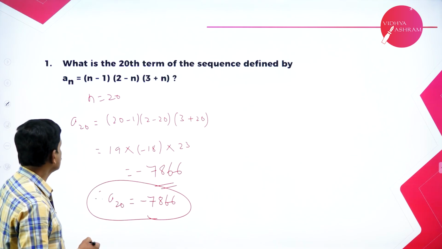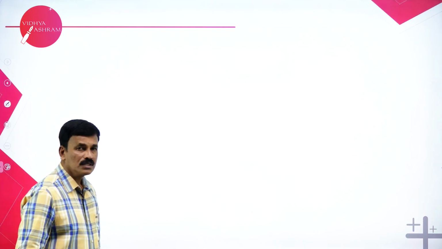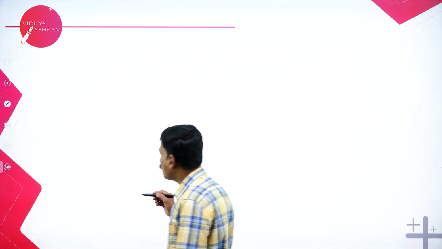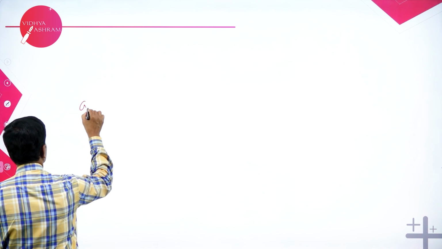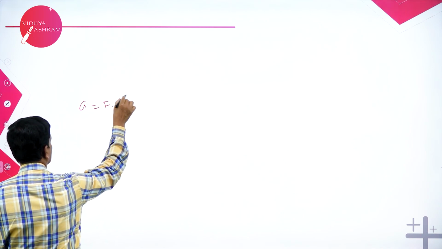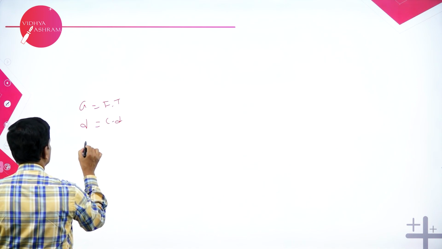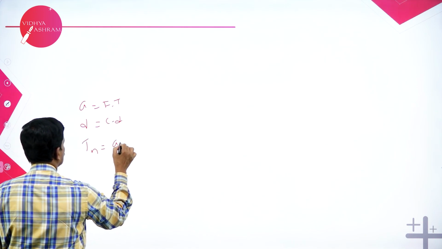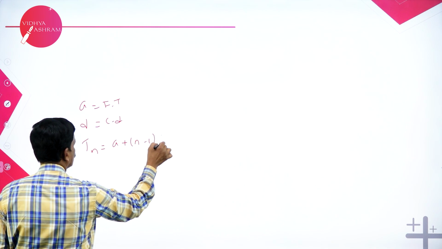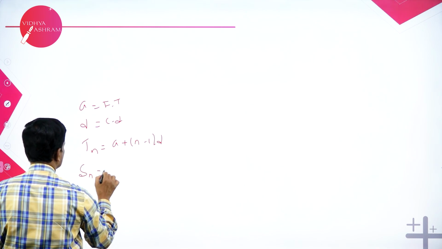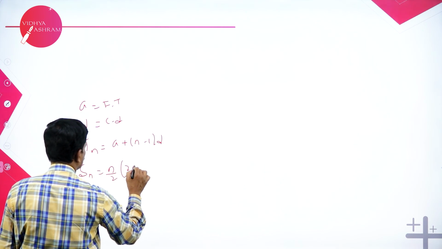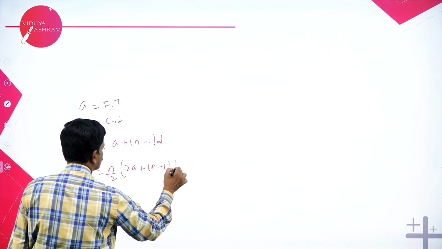Okay. Now let us take a problem. Let us recall. Suppose A is the first term and D is the common difference, then the nth term Tn is equal to A plus n minus 1 into D, and the sum Sn is equal to n by 2 into 2A plus n minus 1 into D.